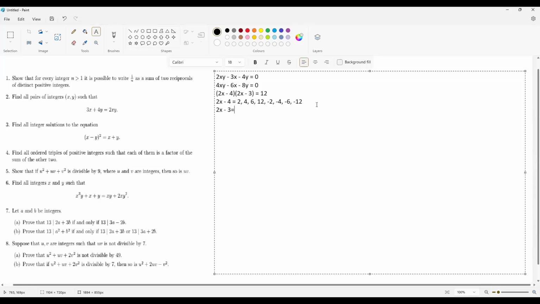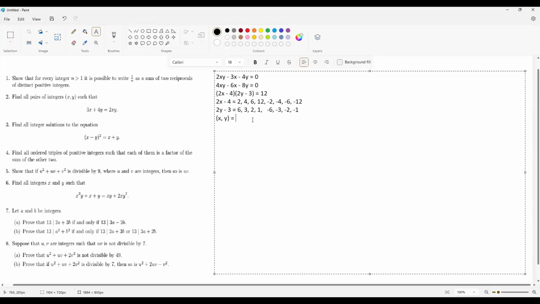And then in the corresponding y, in the corresponding cases, we get 6, 3, 2, 1, -6, -3, -2, -1. Okay, so let's go through each of these cases.